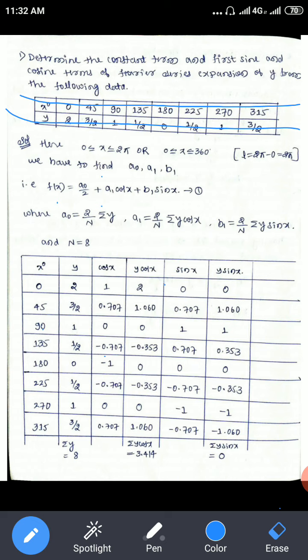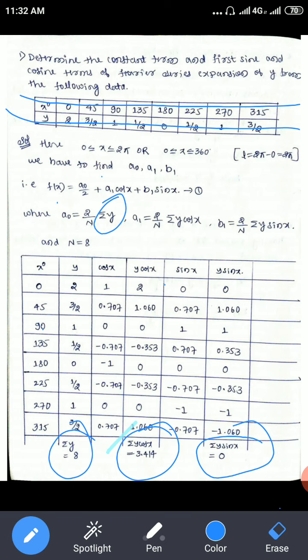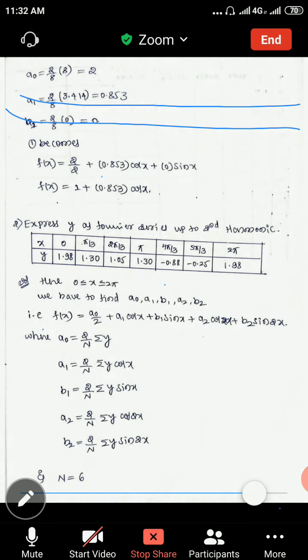Next, what I want? Summation of y I want. Summation of y means adding all of this, you'll get summation of y. Next, summation of y cos x. So this is y cos x, and you are going to get this. So this is summation of y cos x. Summation of y sin x: add this full column, so you are getting summation of y into sin x. Okay, the same values you use here.